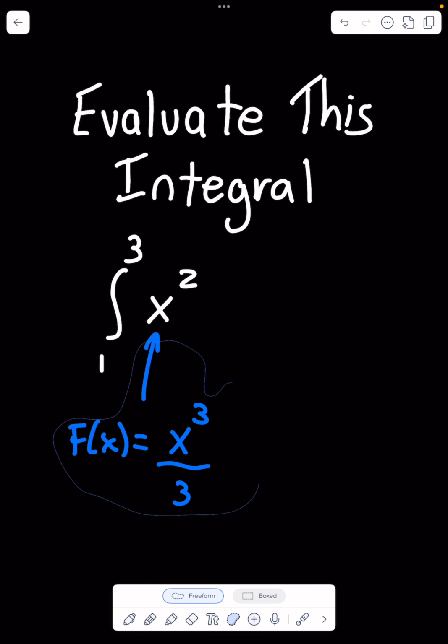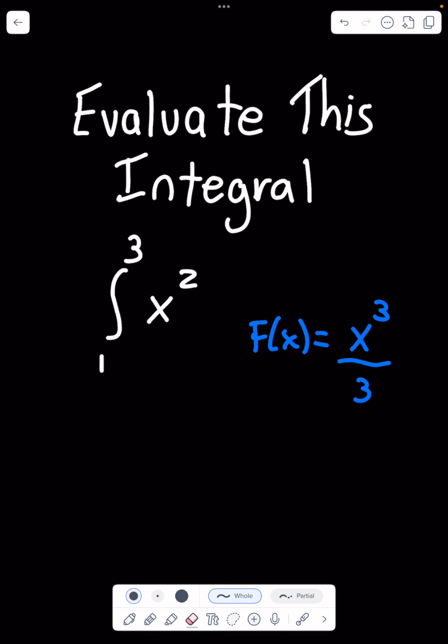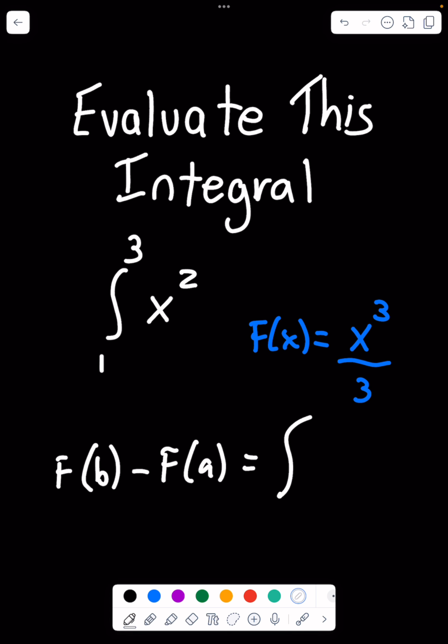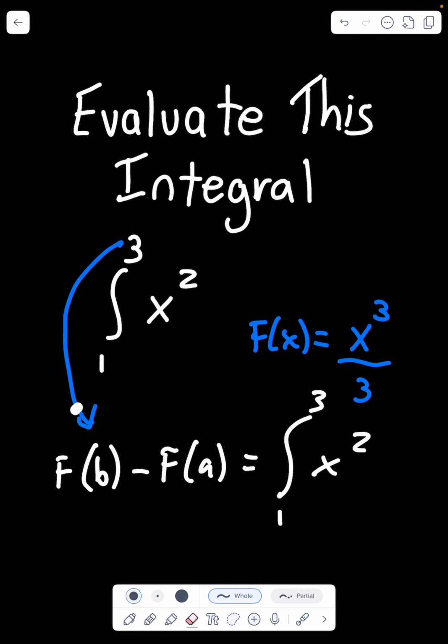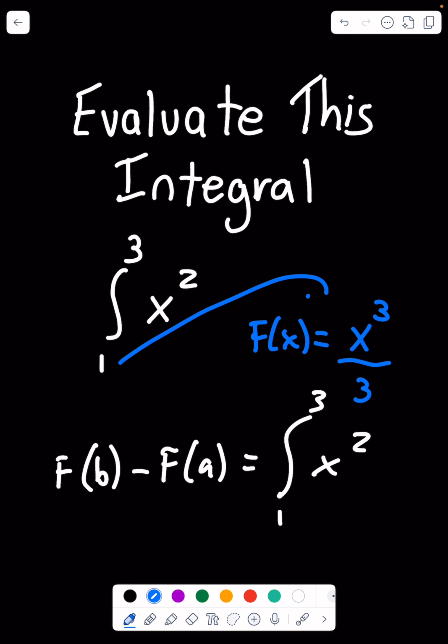Alright, so now that we know the antiderivative, we can use this in the fundamental theorem of calculus to solve for the integral. So that tells us that F of b minus F of a is equal to, in this case, the integral from 1 to 3 of x squared. Alright, so what does this mean? This means that if we take the upper bound, which in this case is 3, and we plug it in to the antiderivative formula, and we subtract the lower bound, which in this case is 1, and we plug 1 into our antiderivative formula, that's a way to solve for the integral.